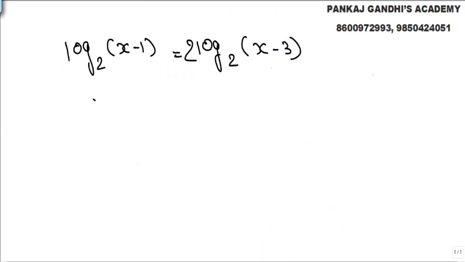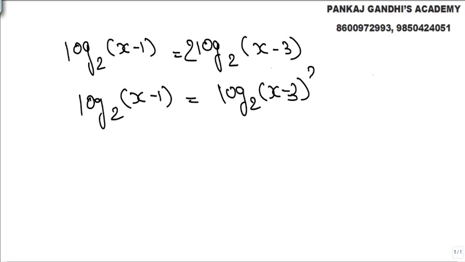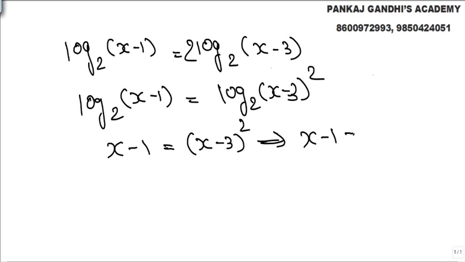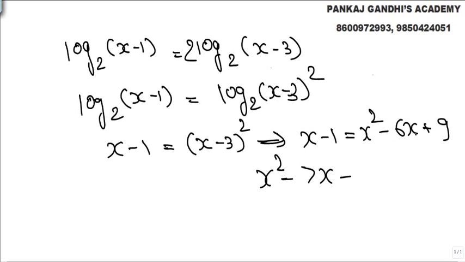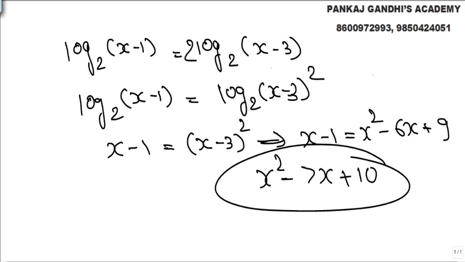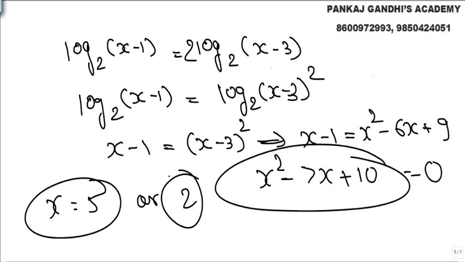Look, simply what all we can do is log to the base 2 x minus 1, log to the base 2 x minus 3 bracket square. Now, so what all, log gets cancelled, x minus 1 equal to x minus 3 bracket square. So which gives us x minus 1 equal to x square minus 6x plus 9. So it gives us x square minus 7x, what all we get here is plus 10 equal to 0. Solving it we get x is 5 और x is 2.